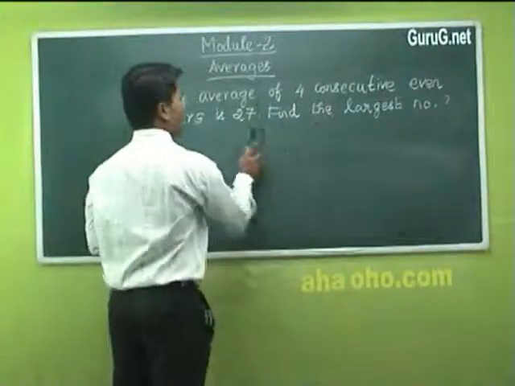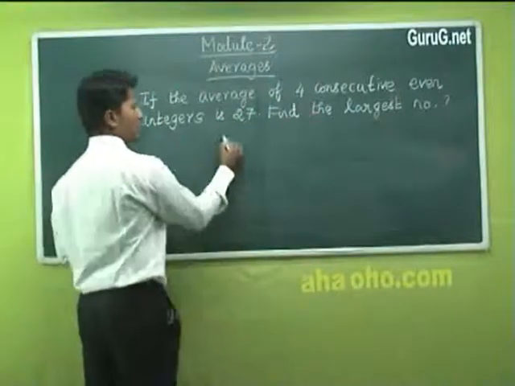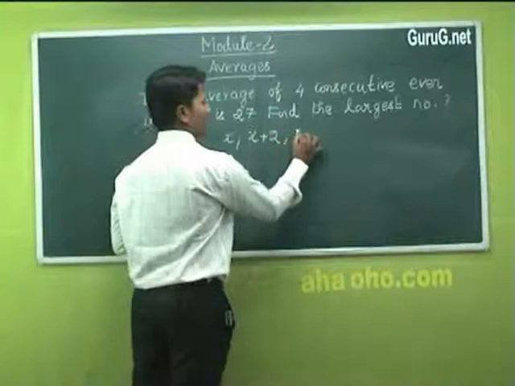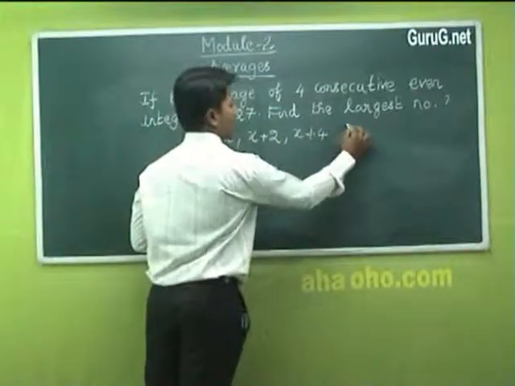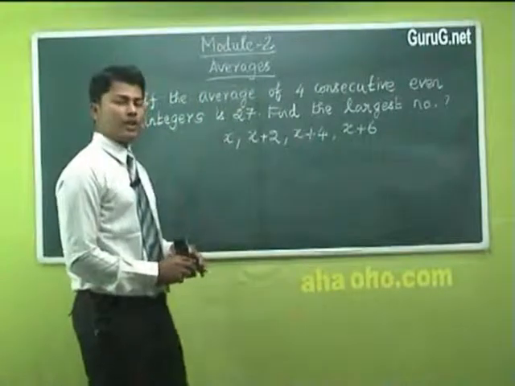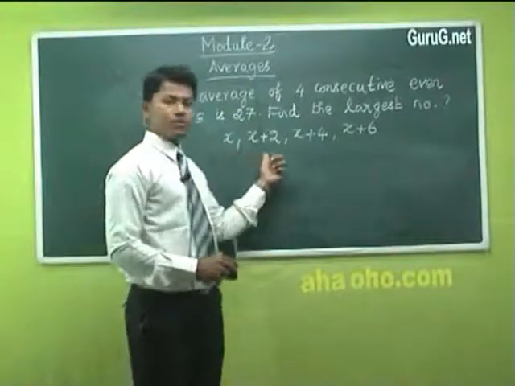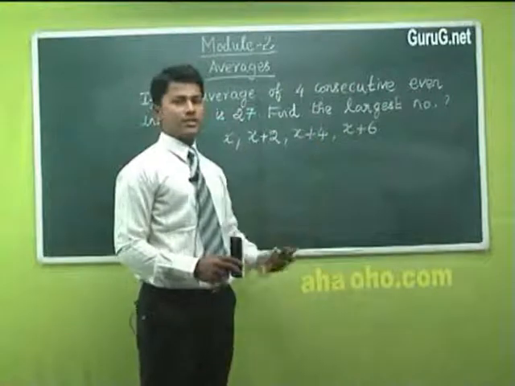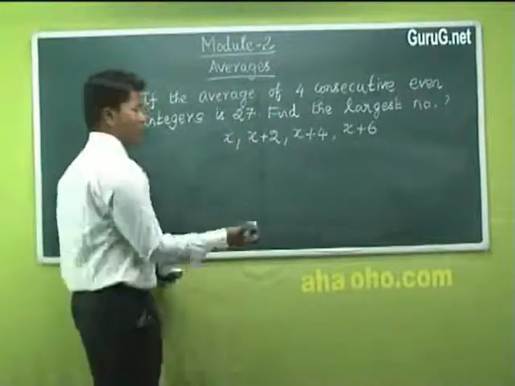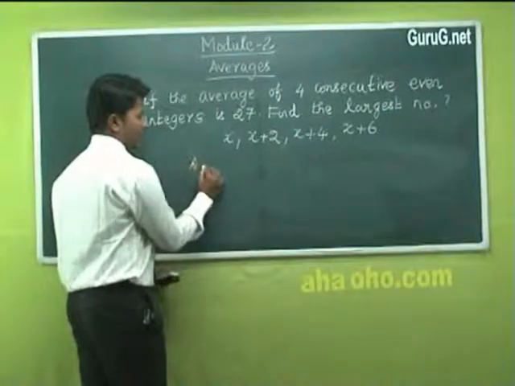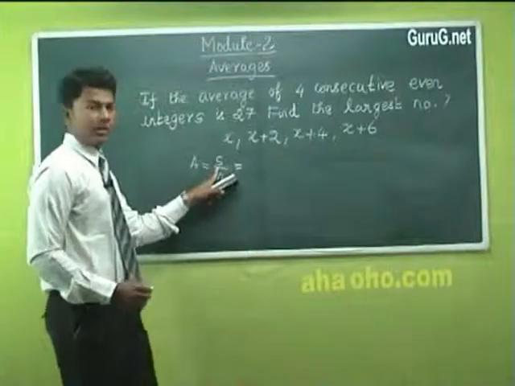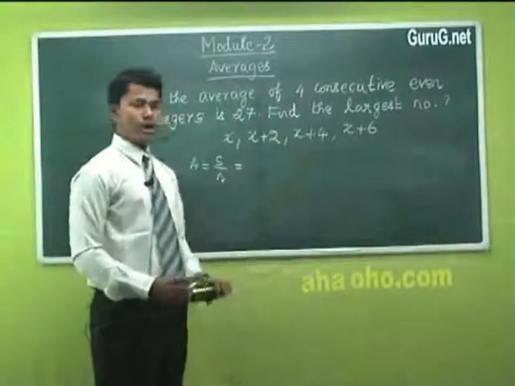So let us consider the 4 consecutive even integers as x, x plus 2, x plus 4, and x plus 6. You are given that the average is 27. What is average? Average is sum by total number of elements. How to find the sum? Add all these 4 values.